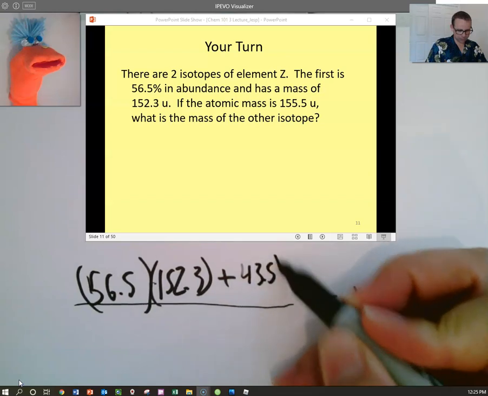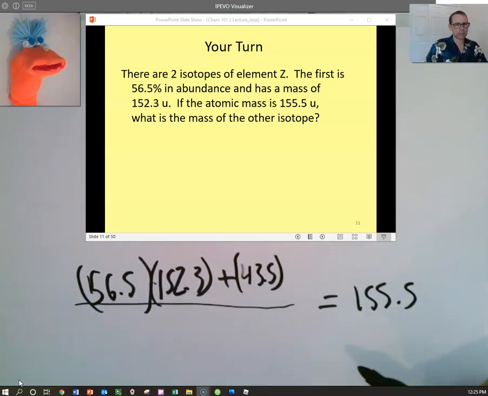So 43.5%, that's the rest there. Now we multiply this by what? I don't see it. I'm not sure. Well, that's what we don't know, right? That's what they're asking us. They're asking us the mass of the other one.